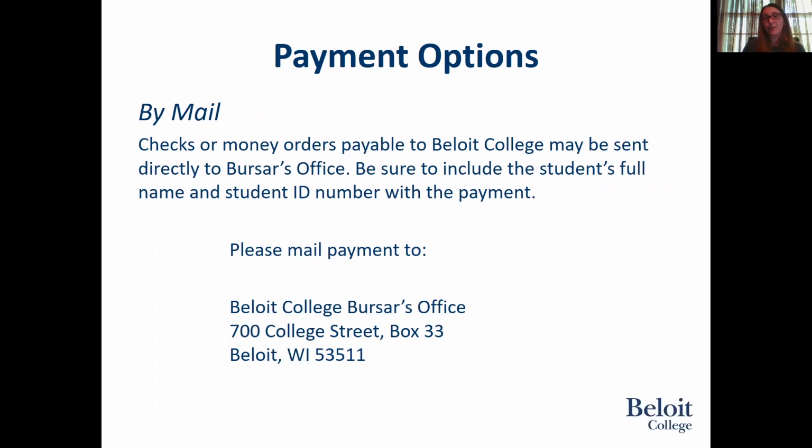So obviously your first payment option is you could send us a personal check or money order through the mail. We just ask that you make the check out to Beloit College. Make sure you include the student's full name and ID number. And here is the mailing address you would send that check to. Again, that information is provided on the billing statement that is provided to you. So if you write this down now, cool. Otherwise, it will be available to you and given out many times after this presentation.